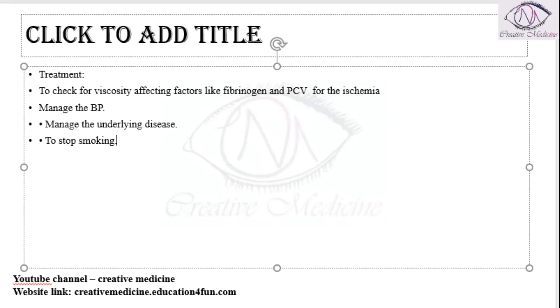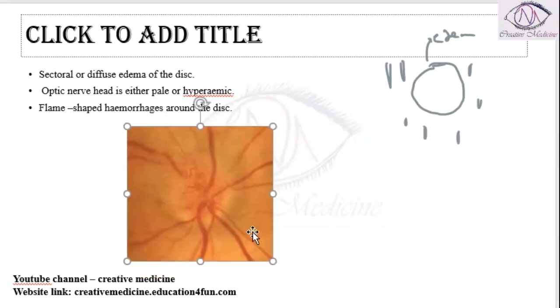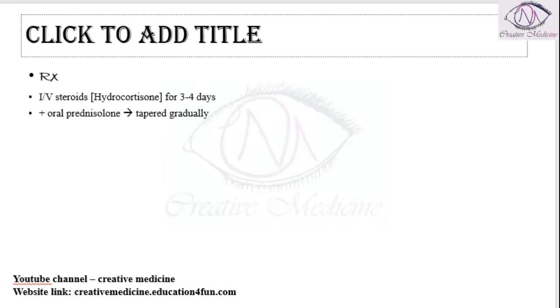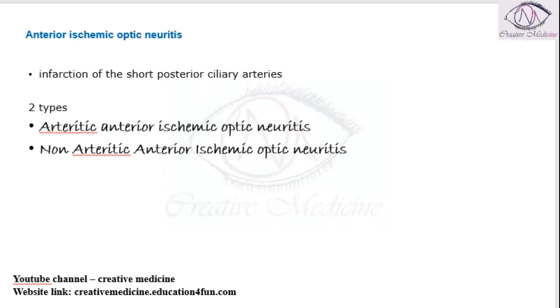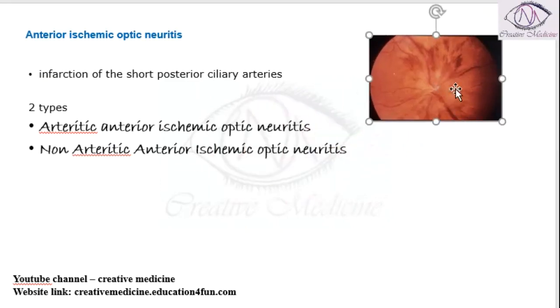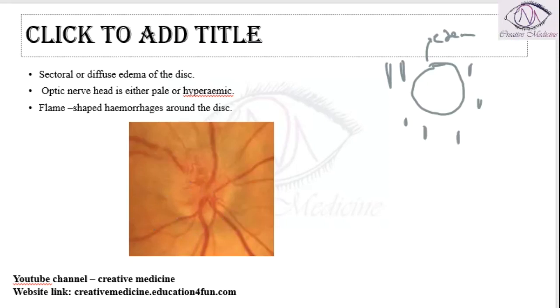So this is the picture of non-arteritic optic neuropathy, where the optic disc is pale with flame-shaped hemorrhages around the disc. Then this is the picture of arteritic optic neuropathy with an edematous disc, and these are the flame-shaped hemorrhages seen. Here we cannot see those hemorrhages clearly.